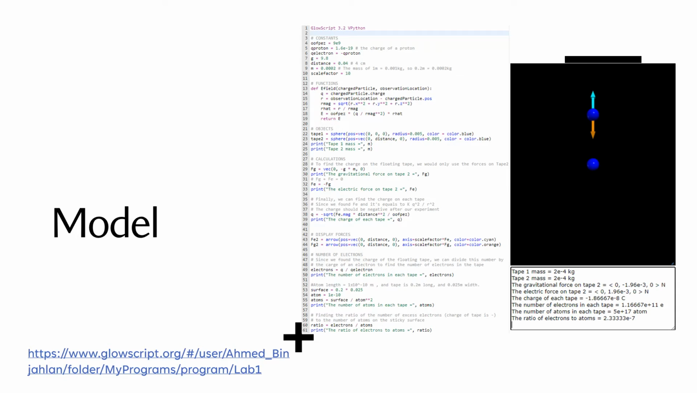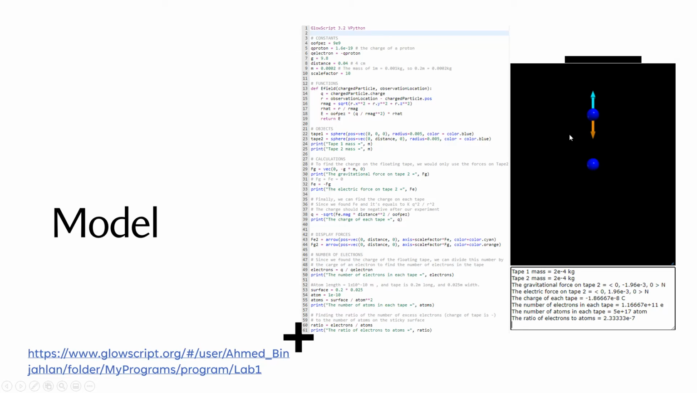We started our model with the constants: Coulomb's constant, the electron charge, and the distance we found, which is 4 centimeters, and the mass we talked about, which is 0.002 kilograms, because of the SI units. Then our function definition of the electric field, and we have the two objects here: tape 1, which is the middle one, and tape 2, which is the floating tape that we are going to measure. Both have the same mass.